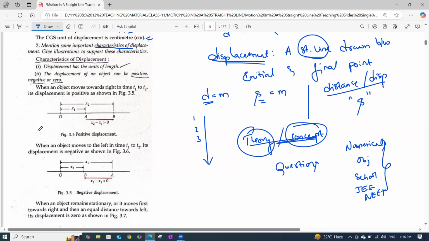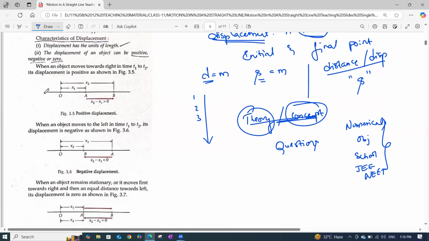Next, what are the characteristics of displacement? Number 1, displacement has units of length. Every time, displacement is nothing but length: the distance traveled by the body in a straight line, and its unit is the length unit, that is meter. Second characteristic: the displacement of an object can be positive, negative, or zero.